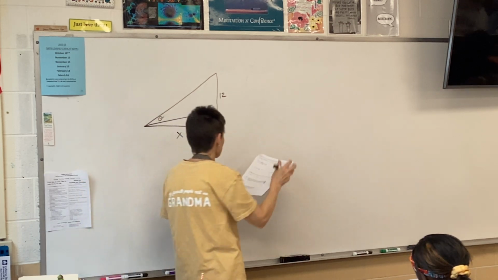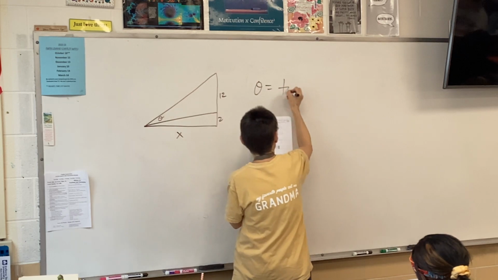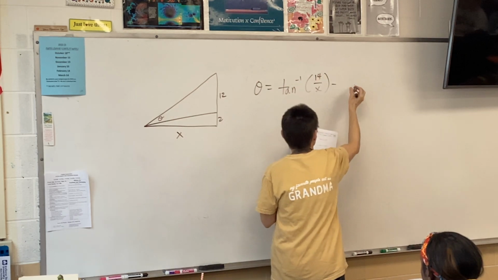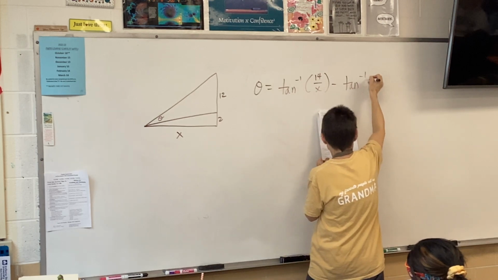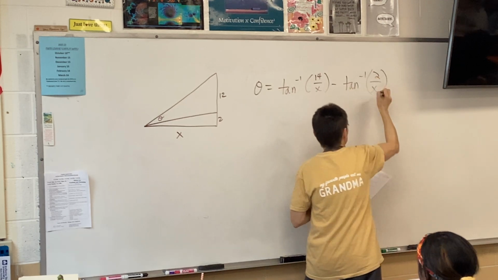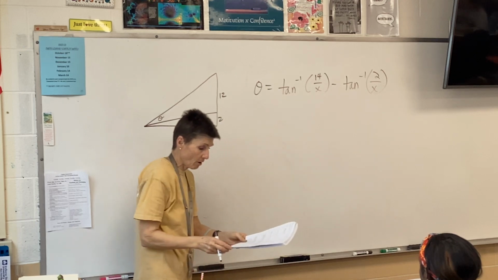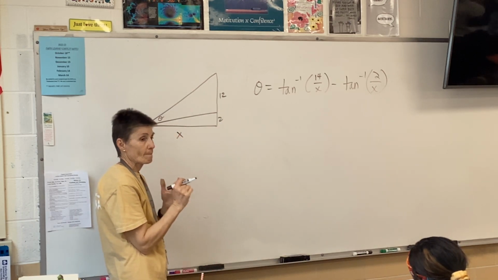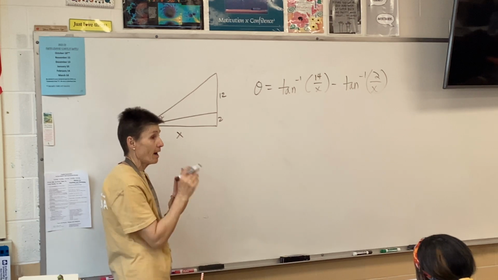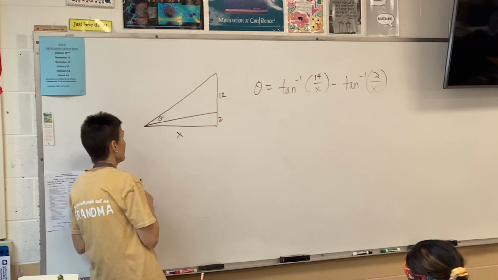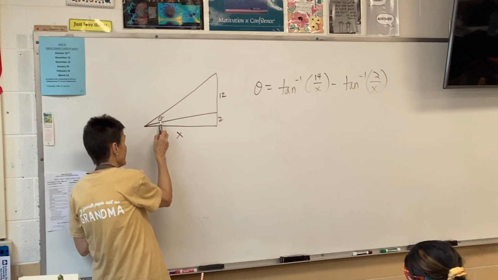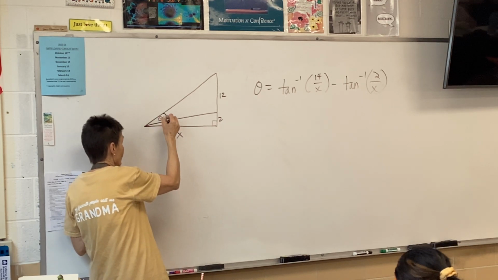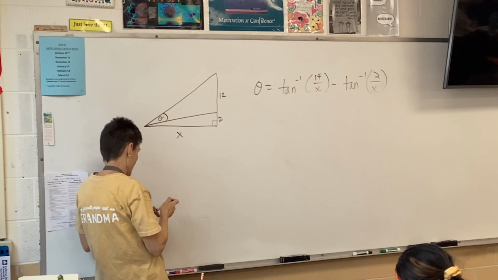And then we're supposed to show that theta is this. Doesn't that look crazy hard? But it's not. Here's what I want you to do. Theta is this angle right here. This is a right triangle. Theta is this angle right here.